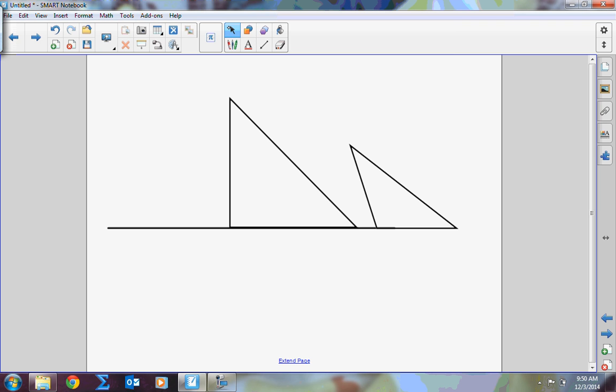So it could look like this, and I can give you different information you go through and solve. But those are the two techniques that you'll use: triangle sum to 180, and your exterior angle sum theorem.